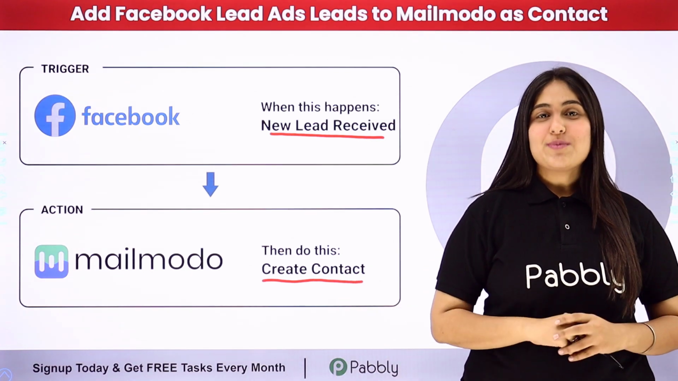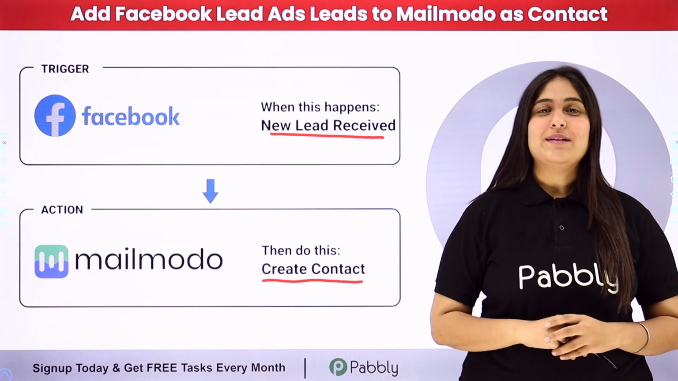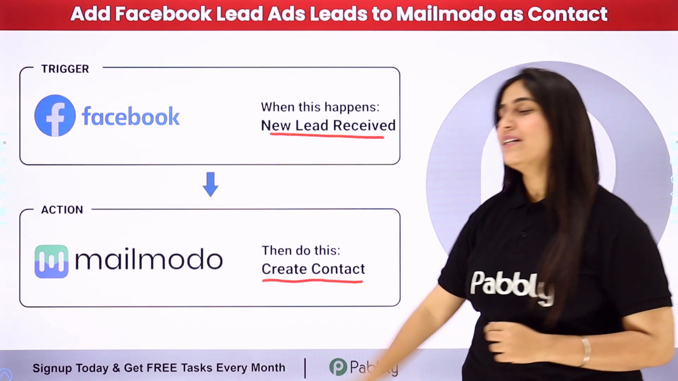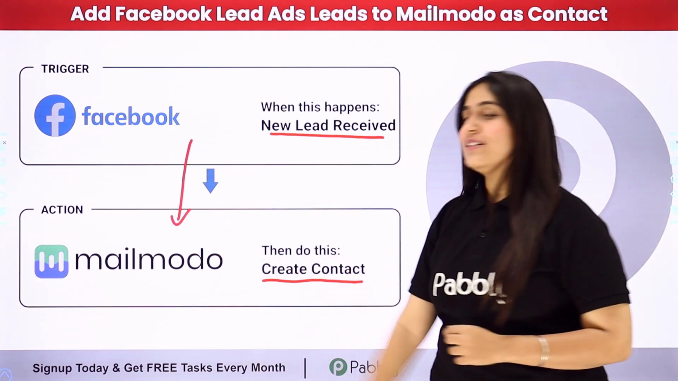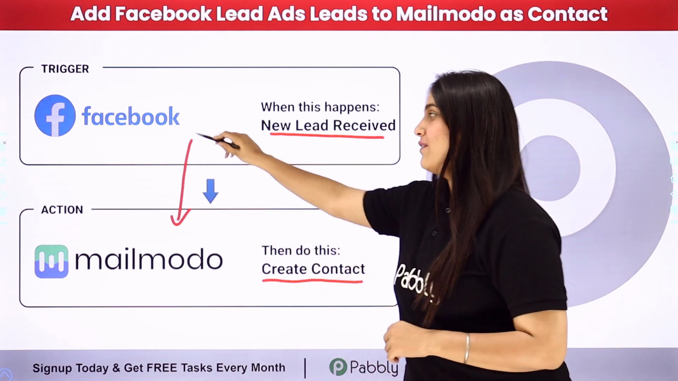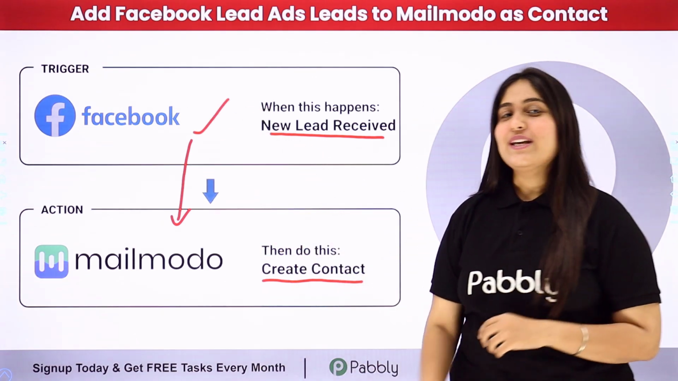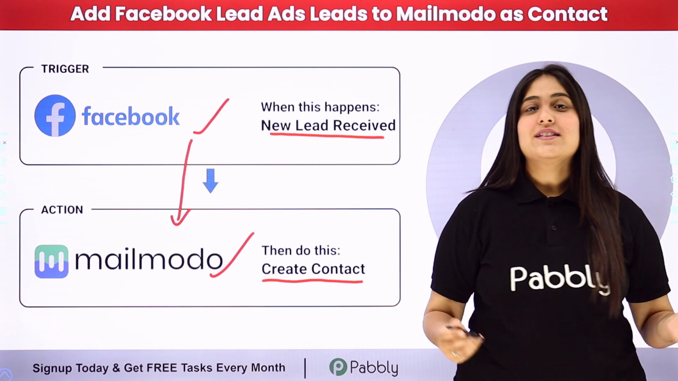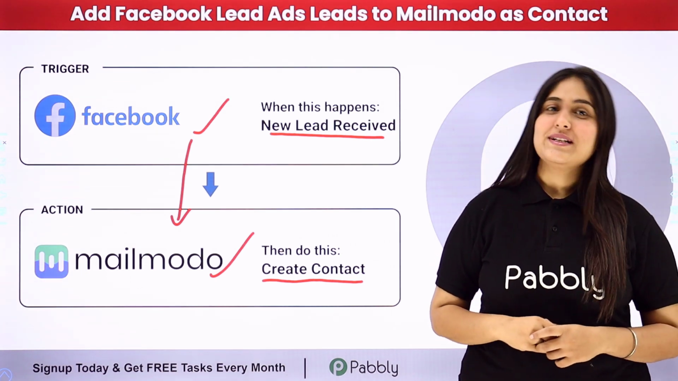So to automate this process, we will use an automation software named Pabbly Connect, in which we need to connect a trigger and an action. So in this process, our trigger application will be Facebook lead ads and our action application will be Mailmodo. So to learn this process step by step, let me take you to my screen.